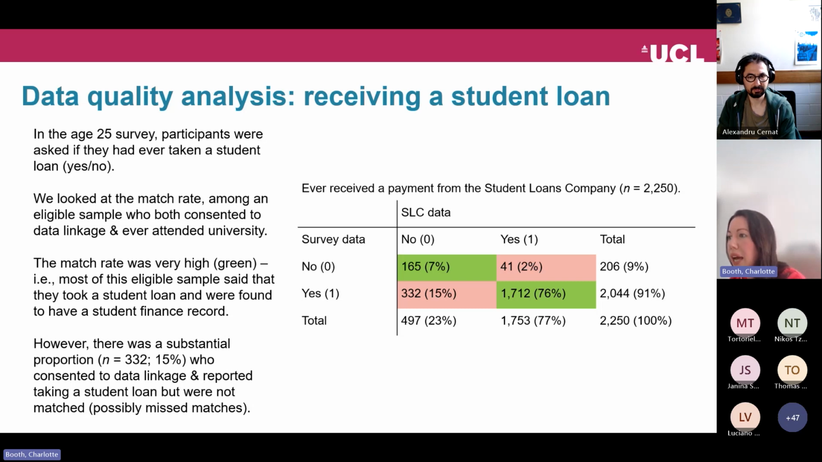However, we do see 15% who said that they took a student loan and consented to data linkage. However, there was no record found for them in the admin data. So we assume that this is probably missed matches. Potentially, this might be something to do with the non-fuzzy match technique, because if you allow for fuzzy matching, then you can maybe have a higher match rate.